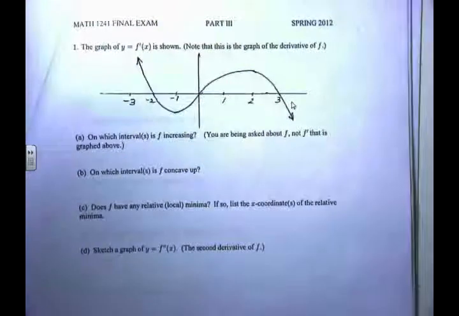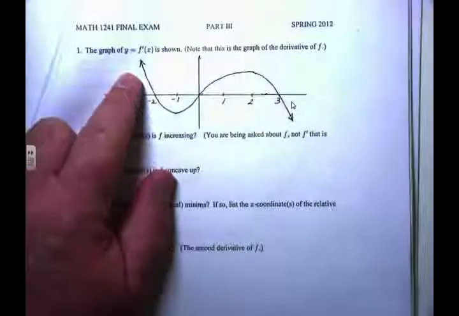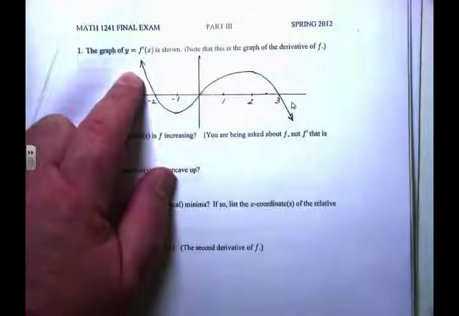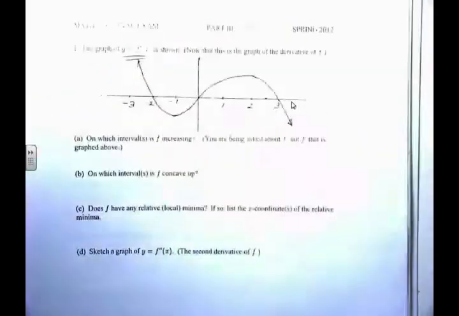First problem, they gave you a picture of a graph. The graph of y equals f prime of x is shown. Know that this is the graph of the derivative of f. Pay very close attention to that, because people get confused because they think this is f. This is not f. What is this a graph of? F prime. This is the f prime graph.